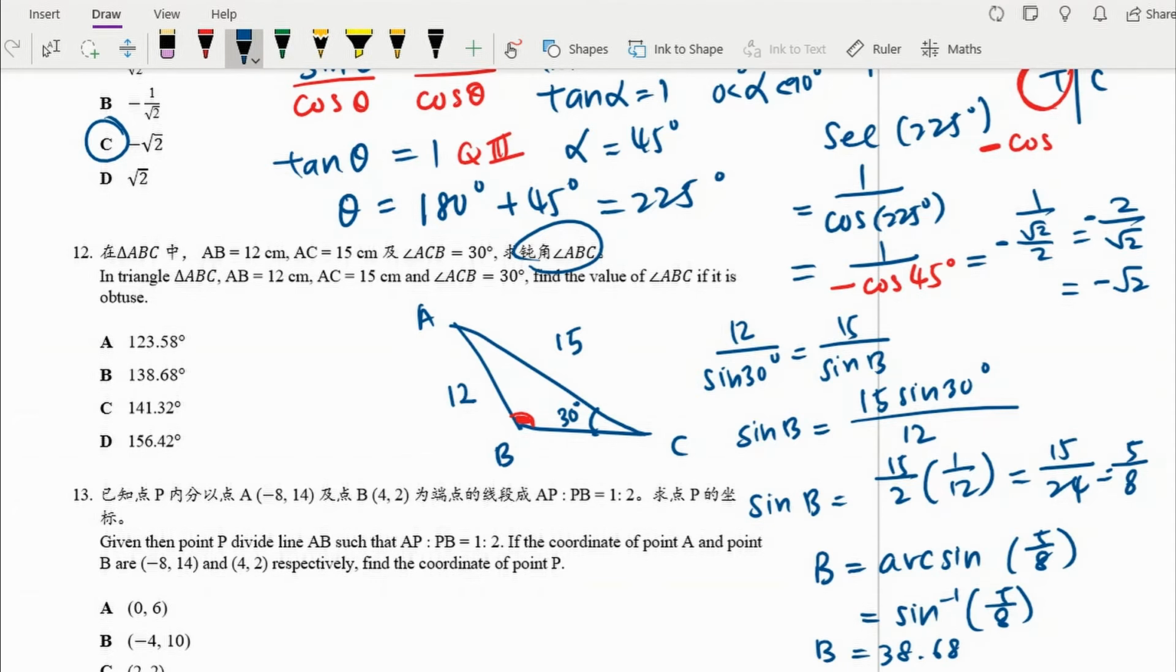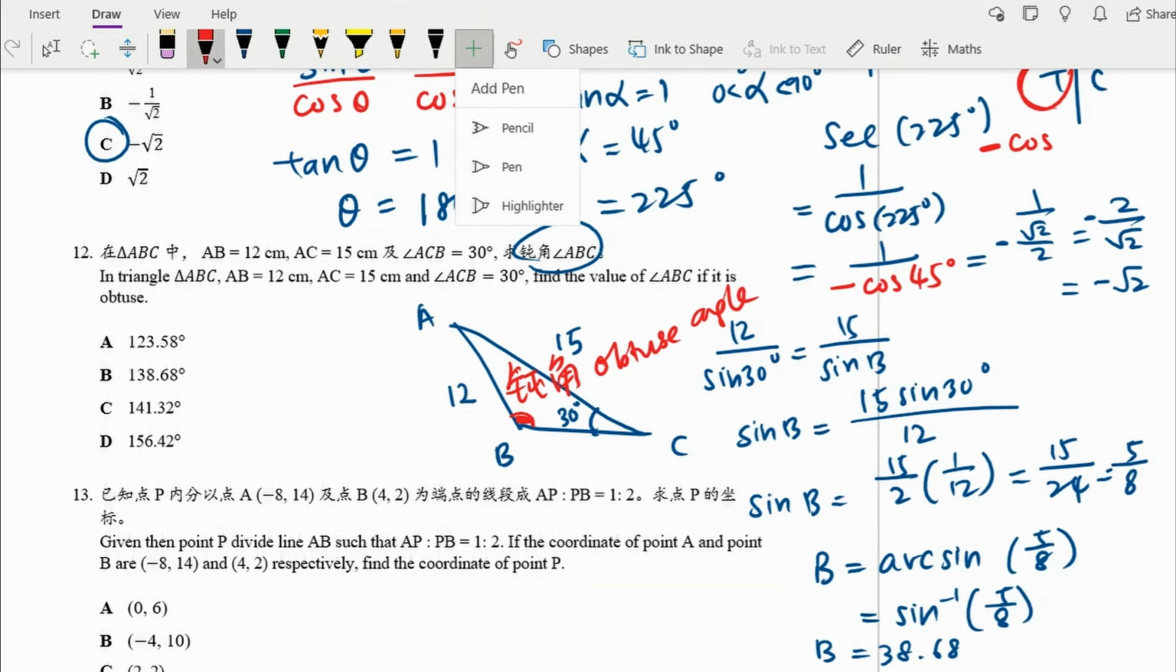But you see, the angle here is an obtuse angle. It's called 钝角, obtuse angle. Obtuse angle means it is between 90 and 180, which means it is quadrant 2. So you just use 180 minus 38.68.